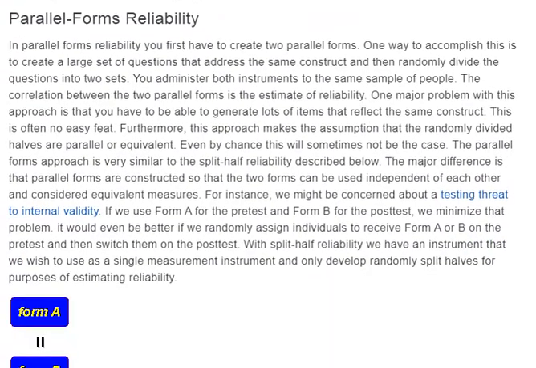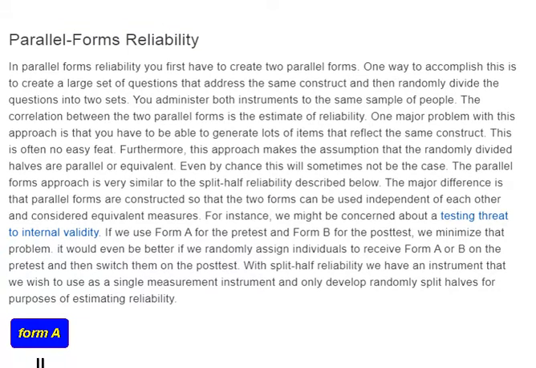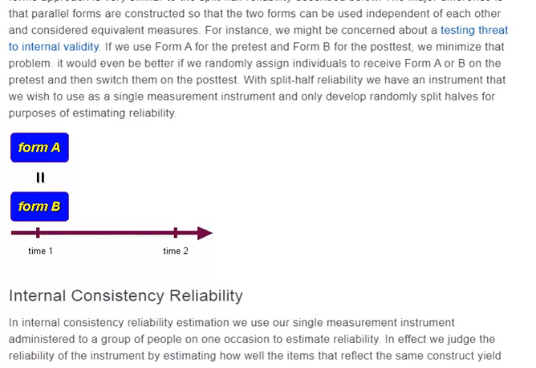Parallel form reliability. We have two parallel forms, form A and form B. Both forms have items which measure the same subject matter and phenomena. For example, for anxiety there are two forms, form A and form B. One time we apply form A and the second time we apply form B, again and again on different participants or the same participants, and we get consistent results.